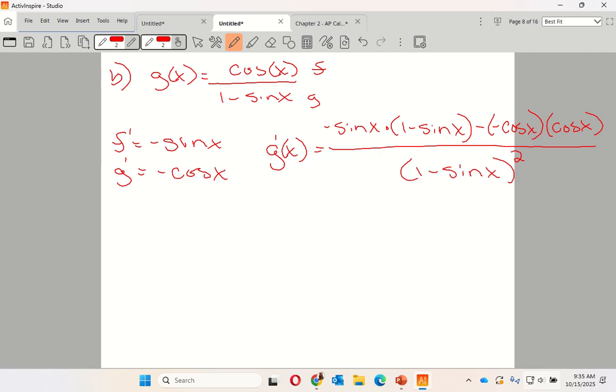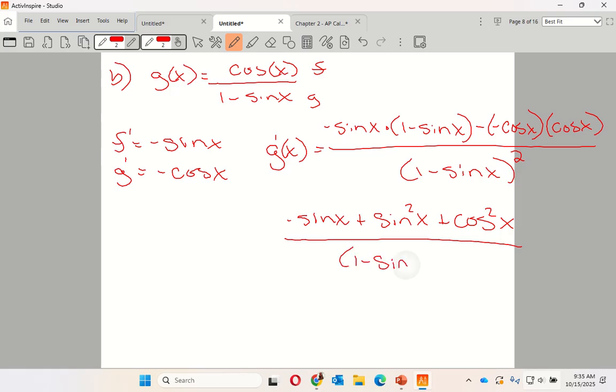All right. Okay, so I'm going to do a little distribution here. That's going to give me negative sine x and plus sine squared x. Negative negative makes that a positive, plus cosine squared x over 1 minus sine x squared.